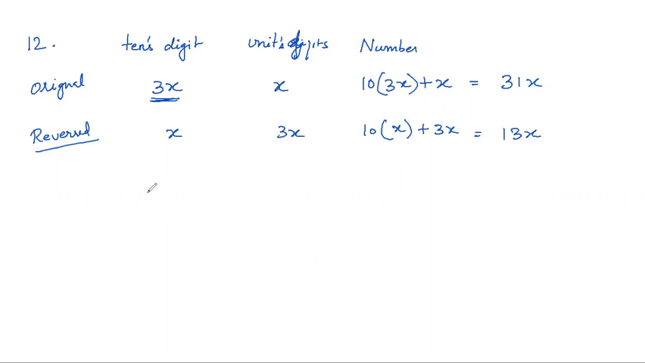So what is the relationship between these two numbers they have given? When the digits are reversed, the new number, which is the reverse number, 13x, will be 36 less than the original number. So now you have to solve for x and then find out the actual two-digit number. Whatever answer you get for x, just substitute it in the number expression and you will get the actual number. Getting it?